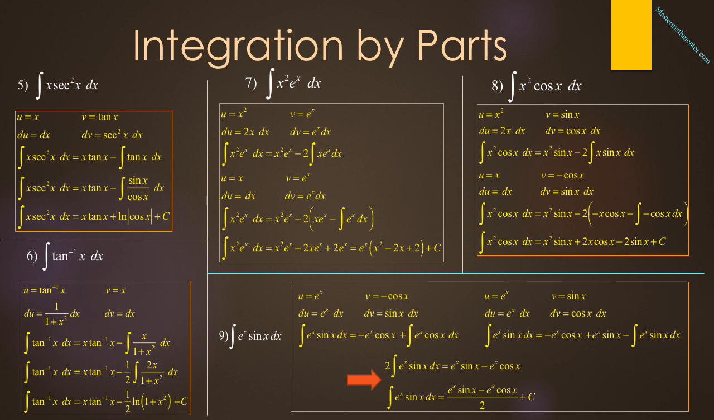And since we are trying to solve the integral of e to the x sine x dx, all we need to do is divide by 2, and therefore the integral of e to the x sine x dx equals e to the x sine x minus e to the x cosine of x all over 2 plus c. Again, I suggest that you take the derivative of this expression to show that you get e to the x sine x.